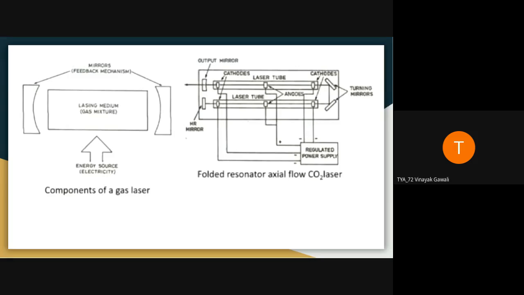So for that purpose, electricity or that energy means the light source, heat source is used. That heat source or light source or energy is used to stimulate the atom in the lasing medium.